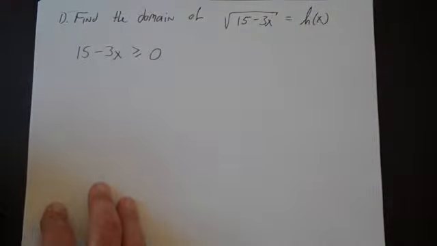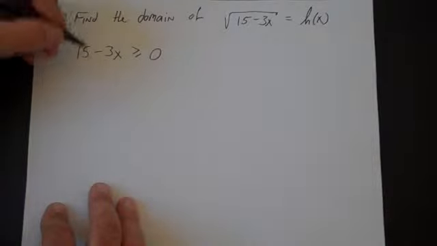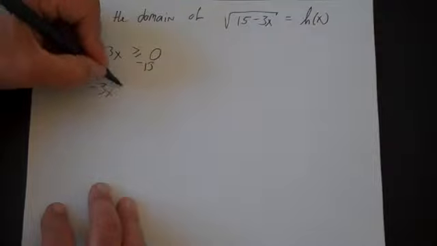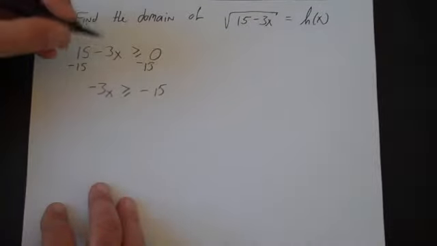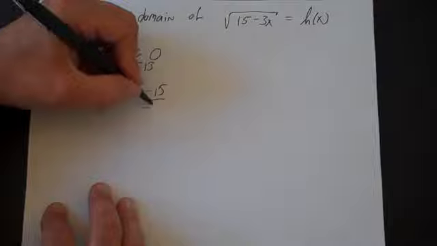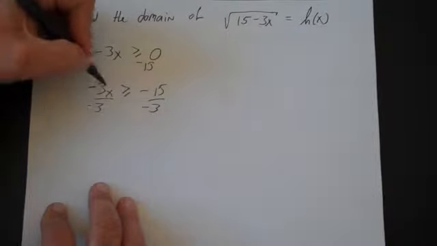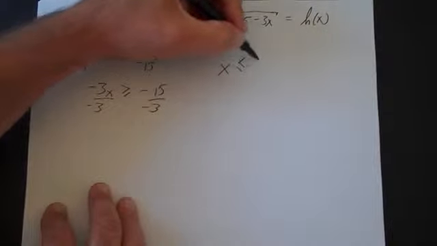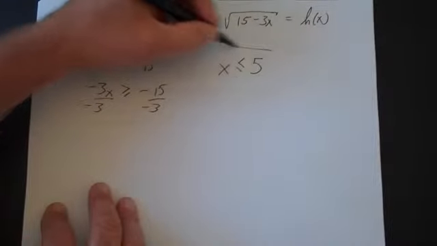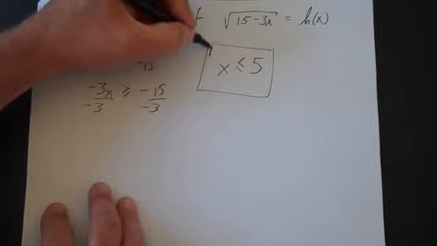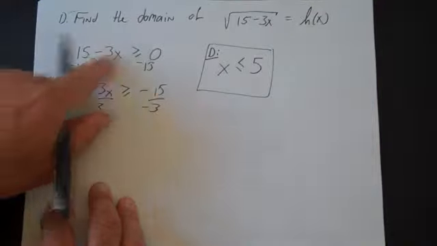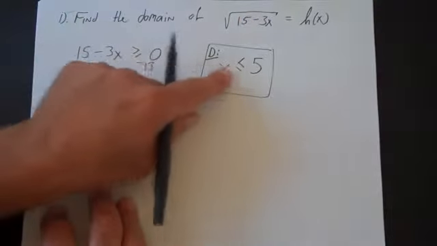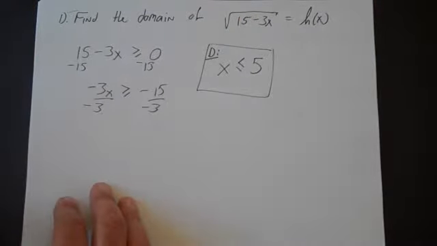So then we simply solve for what x can be. You have to remember the sign flipping rule. Minus 15, minus 15. So you have minus 3x is greater than or equal to minus 15. And then divide by minus 3, minus 3. When you divide both sides by a negative, the sign flips and you get x is less than or equal to a positive 5. So that's your domain. The argument of the square root has to be positive, therefore x has to be less than or equal to 5.